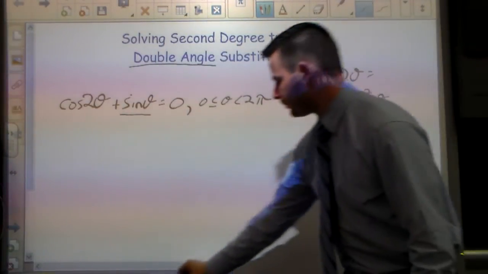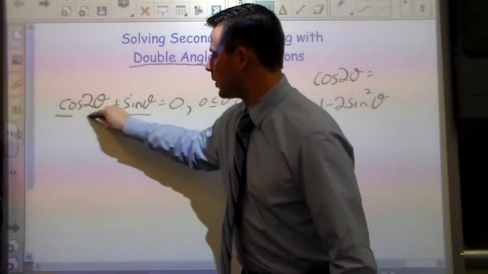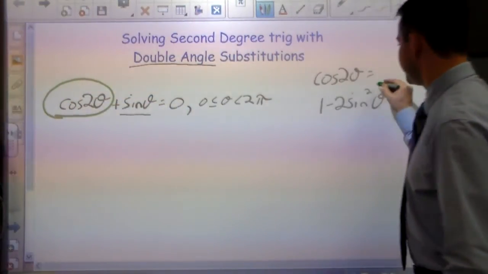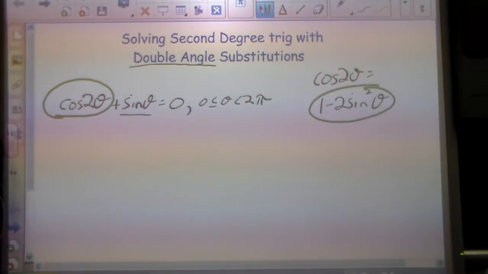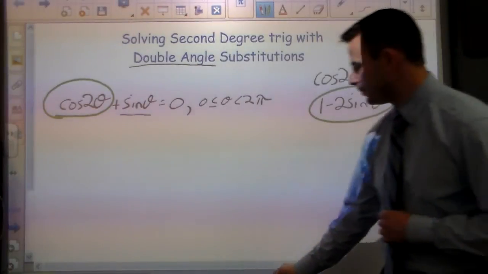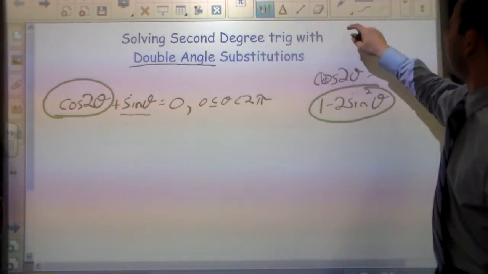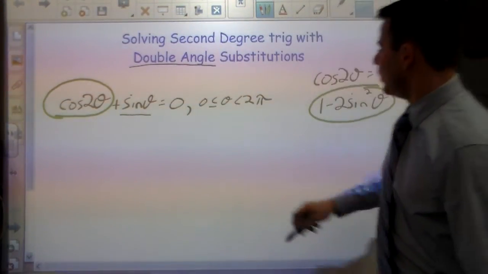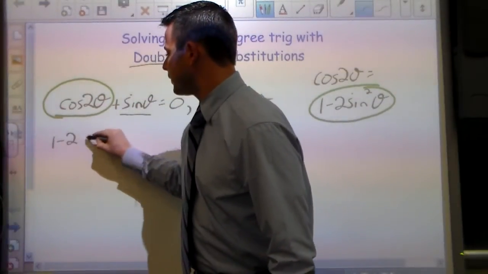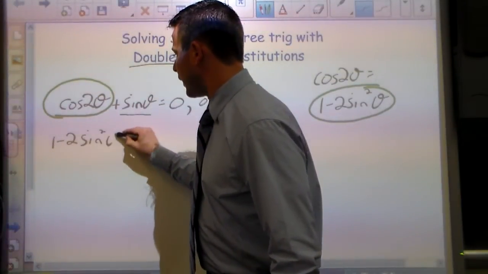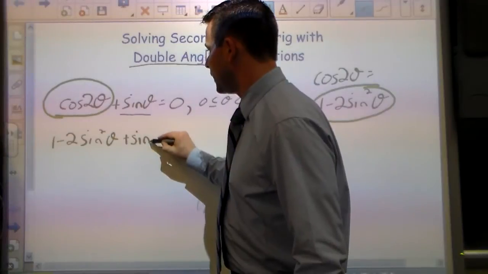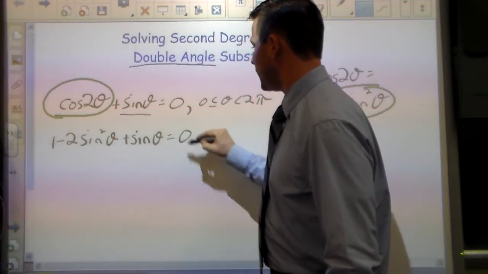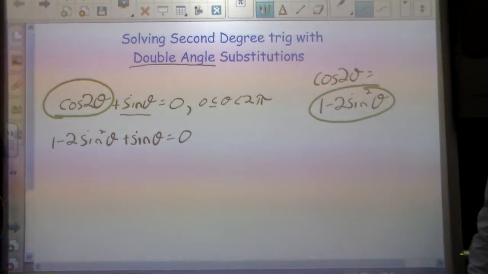So that means cosine 2 theta is that. I'm just going to plug that in. So let's see what we get. 1 minus 2 sine squared plus sine equals 0. So now we have a function that contains only sine, so we can factor this like we did yesterday.